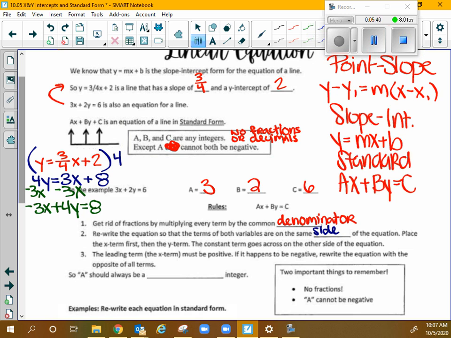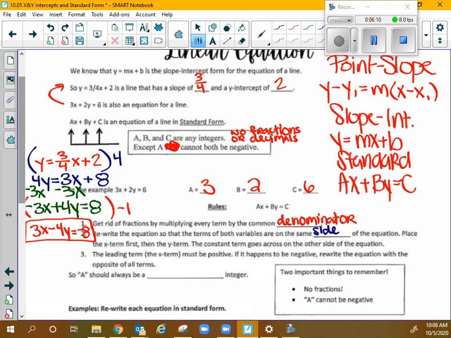The leading term, the x term, must be positive. Is it positive? No. How do I make it positive? Multiply everything by -1, because you can't just change one value. It's an equation, you have to change everything. So it becomes 3x minus 4y equals -8. And that is your standard form.